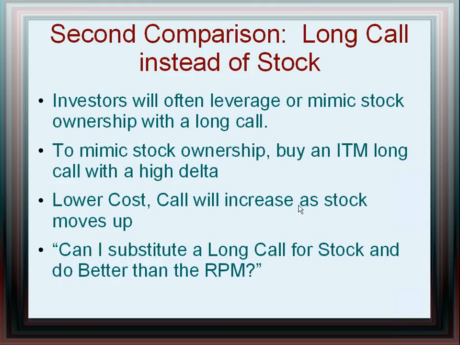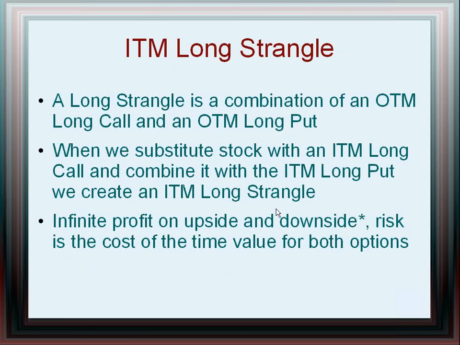Okay? So the lower cost way of mimicking stock ownership: we buy an in-the-money long call with a higher delta. We're paying less premium into the position, less capital. Then the call will increase as the stock moves up. Can I substitute a long call for stock and do better than the RPM? My answer is going to be no in all the examples that I've run, but there's of course a caveat. But let's take a look at this comparison.